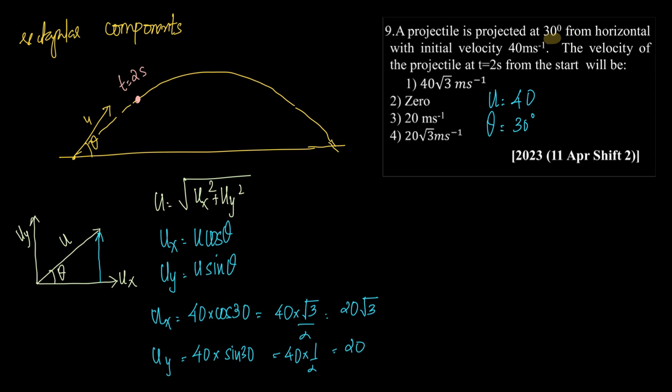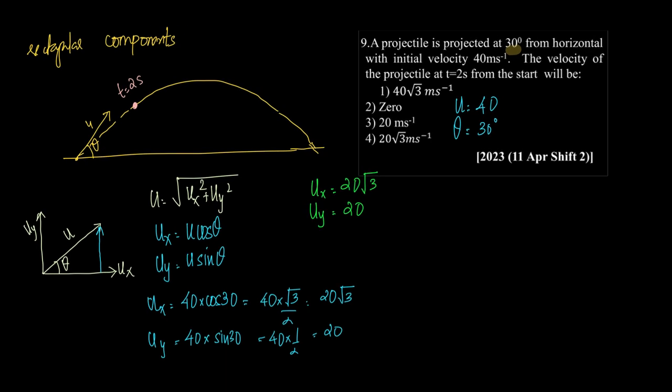So let me write down these two values again. What is the value of ux? Ux we have as 20 root 3, and what is uy? Uy we have as 20. Now let us write down the equations of motion at t is equal to 2. So at t is equal to 2, we know that the body will have two different components of velocity. One would be vy and the other would be vx. Now what is the equation of motion for vy? Vy will be equal to uy plus at. What would be vx?